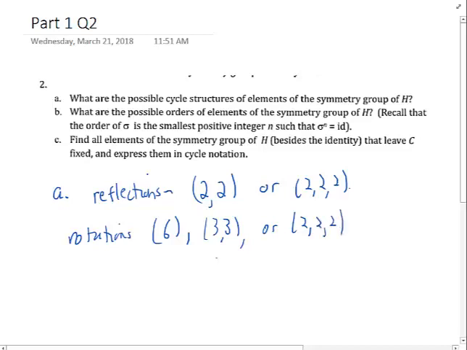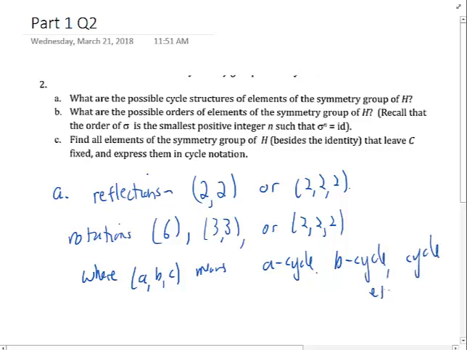Okay. Now you wouldn't have to denote the cycles this way. This means 2 2 cycles, 3 2 cycles, etc. Where A, B, C means an A cycle, a B cycle, a C cycle, etc. All right. Now we also have the identity. Okay. So I should say or ID. ID is no cycles, so you can just leave that separate.